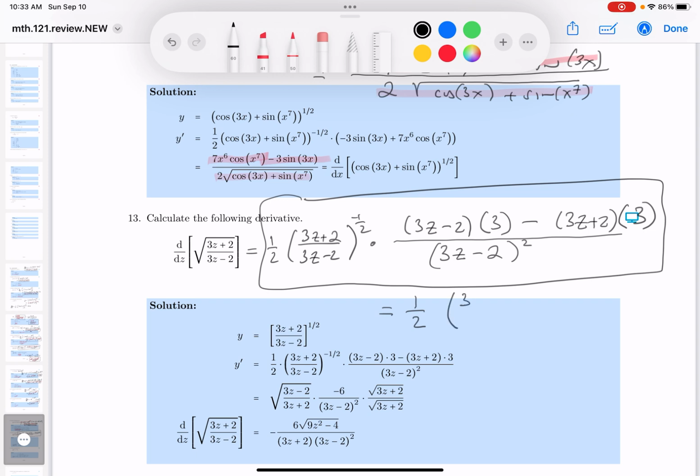Write this over here. Relatively simple. All right, let me keep going. What do you see now? Let's see, 3z minus 2 squared. And now I've got to simplify the top. What I see is 9z minus 9z, there are no z's. Then I see minus 6, which is minus 12.